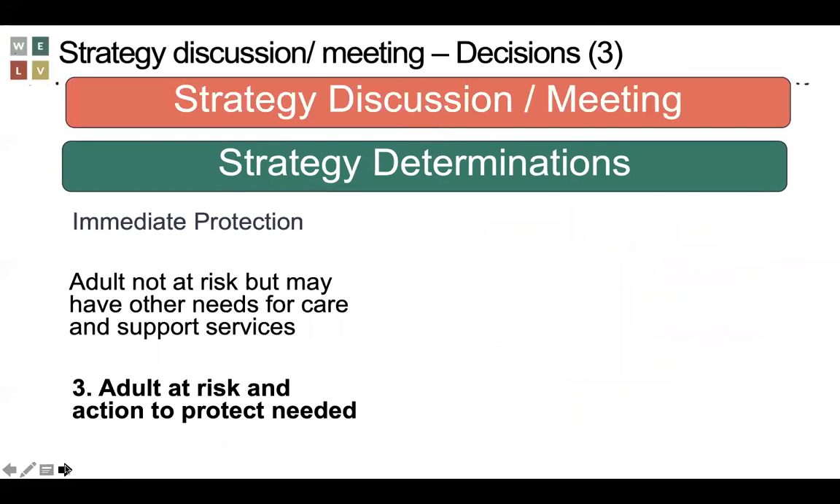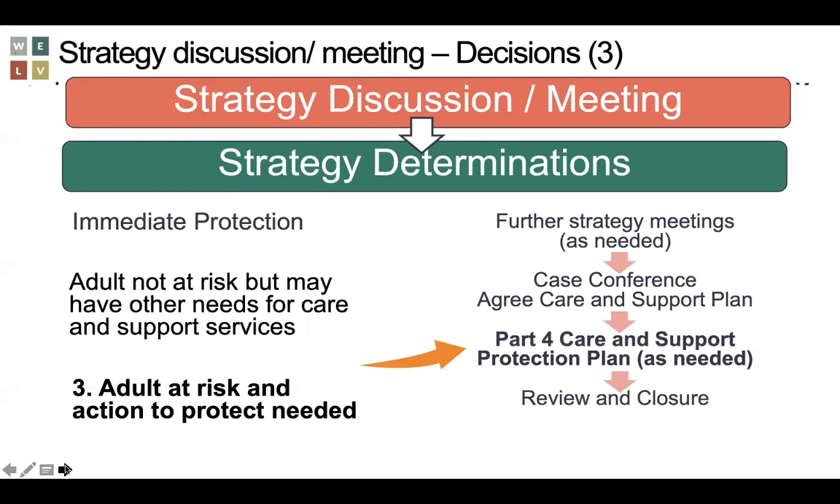It could be the determination is that the adult is at risk and action is needed to protect that individual. If that's the case, further strategy meetings or discussions will be held as identified for determination number 1. There will be an adult protection conference, not a case conference, which will agree the care and support plan. This is the care and support protection plan, which is required under section.